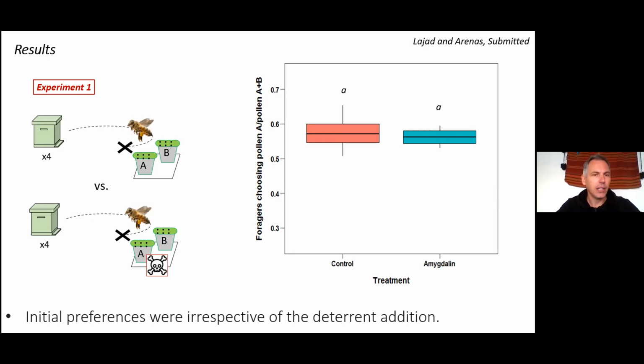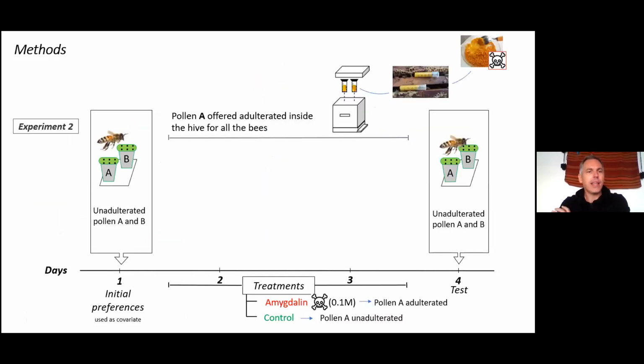That is to say that foragers were insensitive to the amygdalin aggregation. Then we move to a second experiment, which is a bit more complicated, but still quite intuitive.